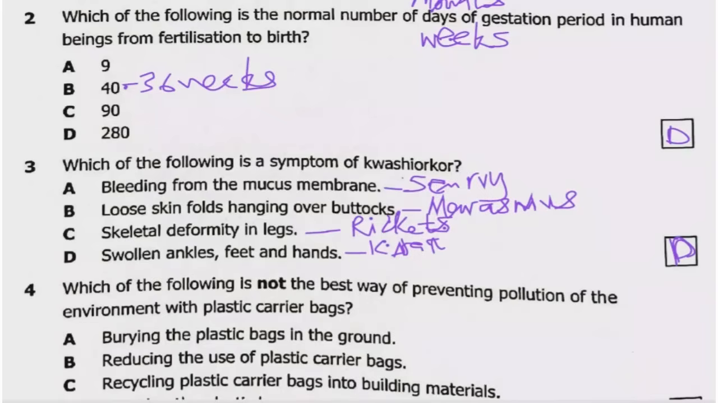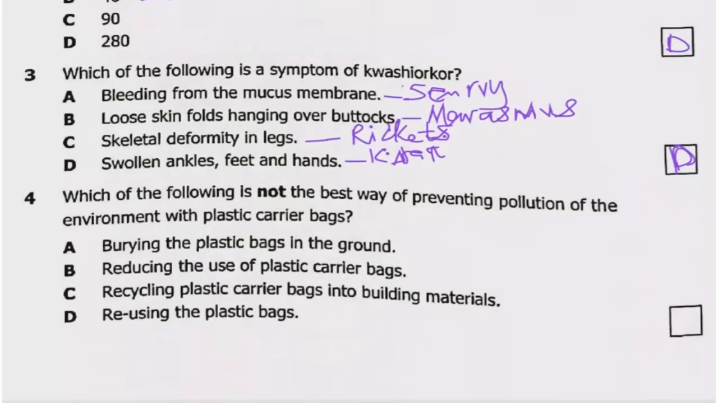So please, I'll be taking time also to talk about other options that are wrong so that we fully understand, where it's possible. Which of the following is not the best way of preventing pollution of the environment with plastic carrier bags? So we are looking for the least way of preventing pollution of the environment with plastic carrier bags.